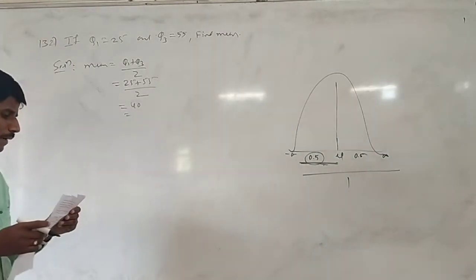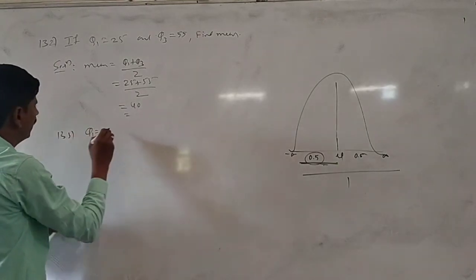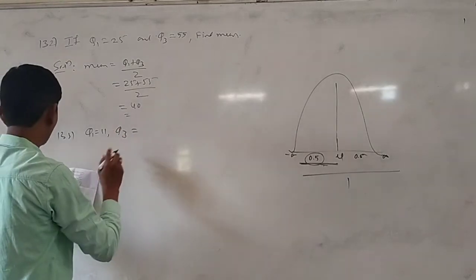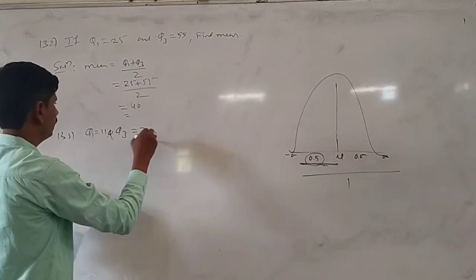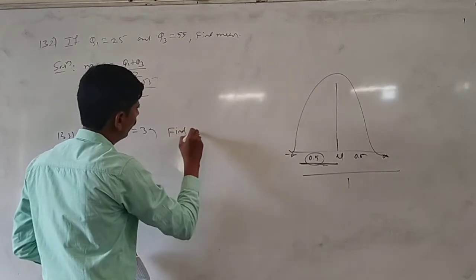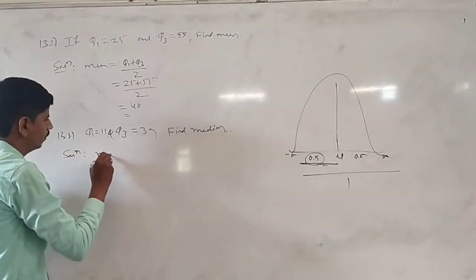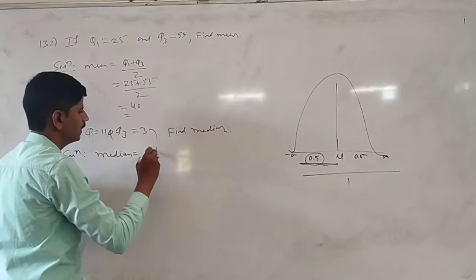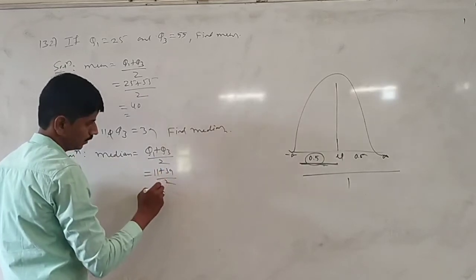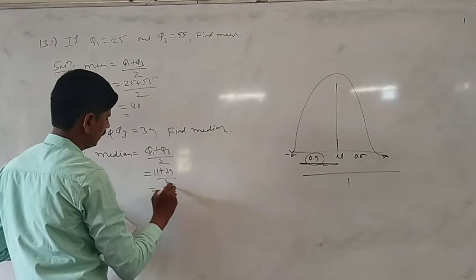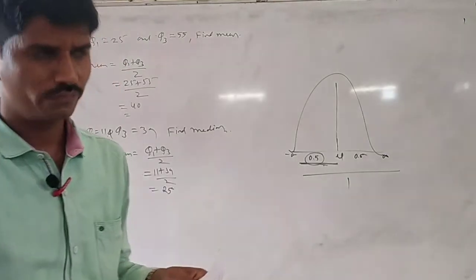Next problem 133. If the lower and upper quartiles of a normal distribution are 11 and 39, Q1 is 11 and Q3 value is 39. Find median. Same formula you have to apply. Solution: median equal to Q1 plus Q3 divided by 2, that is 11 plus 39 divided by 2. 11 plus 39 is 50, 50 divided by 2 is 25.